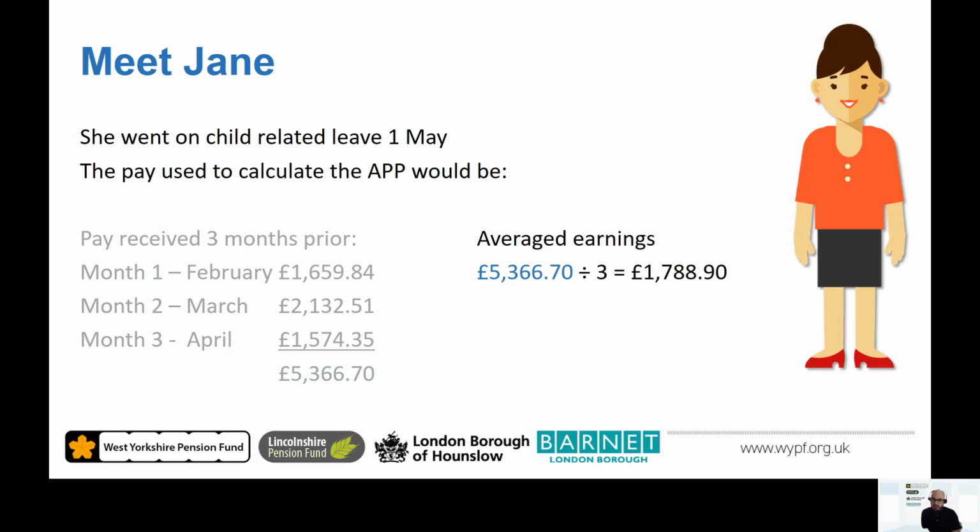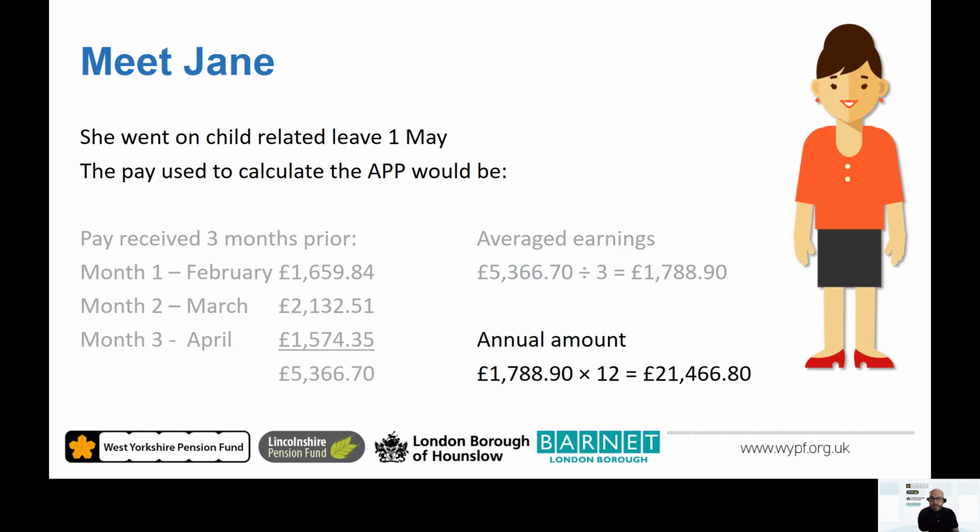As Jane has received different amounts each month, we need to take an average of the 3 months by dividing this by 3 to give us the average monthly amount of £1,788.90. This monthly amount is the amount you will need to report to us on the monthly return in replacement of any reduced pay that Jane is receiving. The member would pay contributions based on the reduced pay, but the employer contributions are based on the APP amount. To then annualize this amount, we would multiply this by 12 to give us the annual amount of APP of £21,466.80. Please note, if you've not already reported APP figures to us, the last opportunity to provide this information for the affected periods in any scheme year is on the March return.